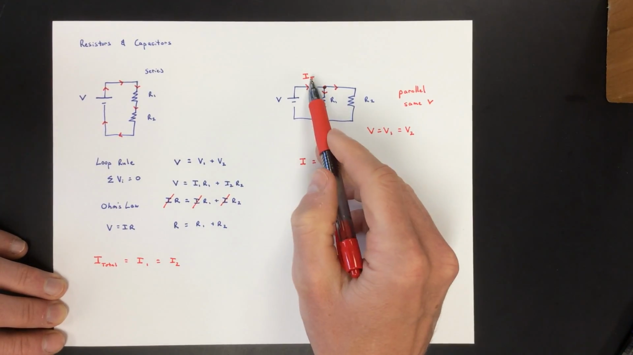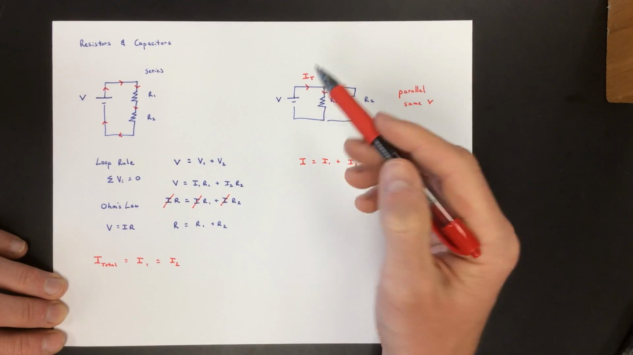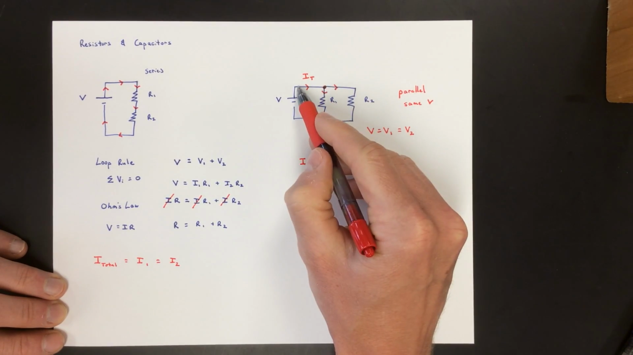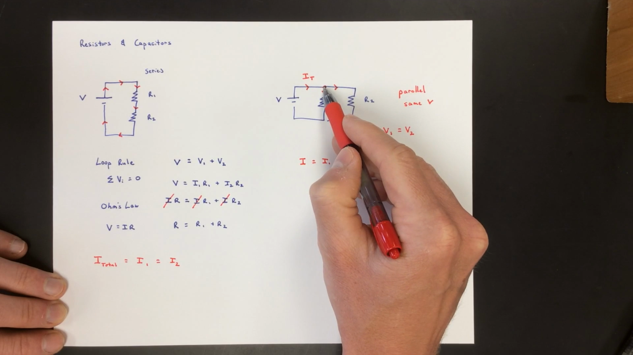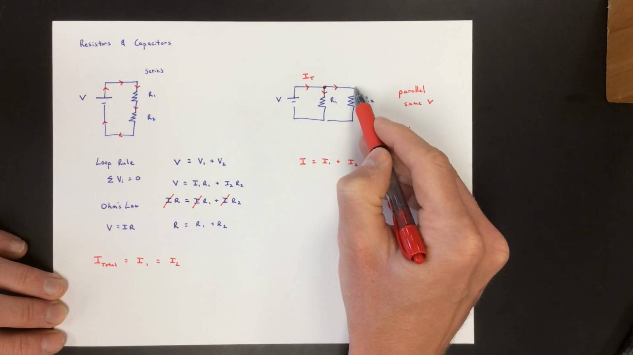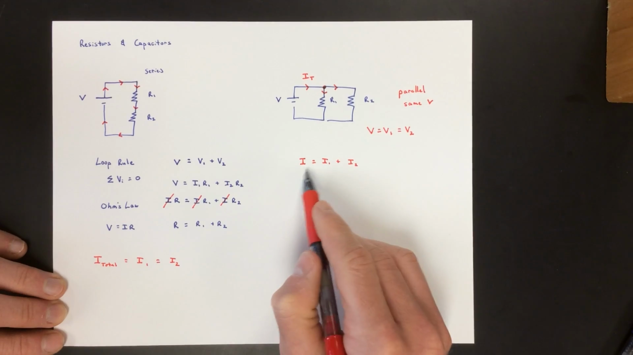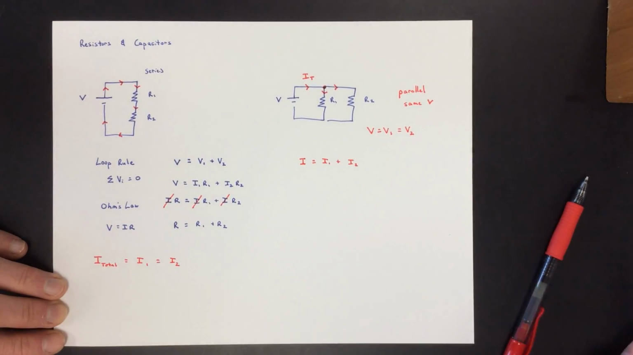You think of if this is water flowing or this is people walking, whatever you want to make this flow. At this junction, so many people per second are coming in. Some people walk this way and some people walk this way. Okay, so this has to be a true statement. But then what are these?